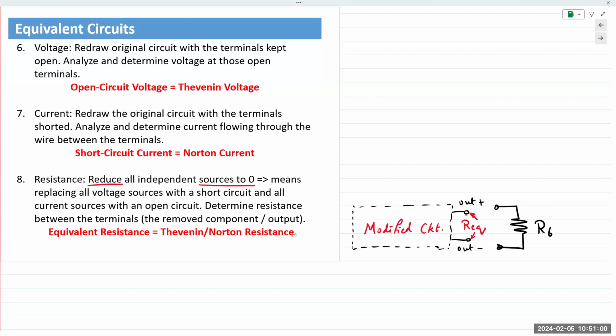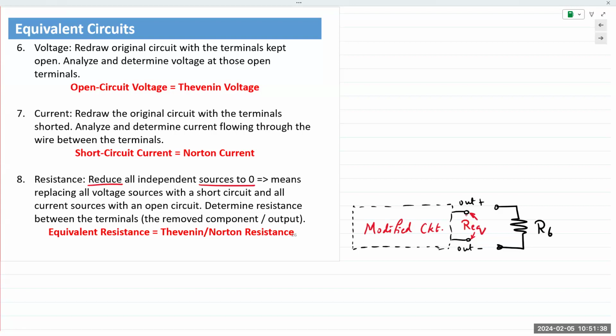Again, not a new analysis technique. It is simply the application of a previous analysis technique. But you should be aware and know how to set up the problem correctly. In this case, the problem setup would be you would take the original circuit, remove all the sources or reduce them to 0, and then you analyze for Req. Straightforward, right? So the most modification is only done for Thevenin resistance.